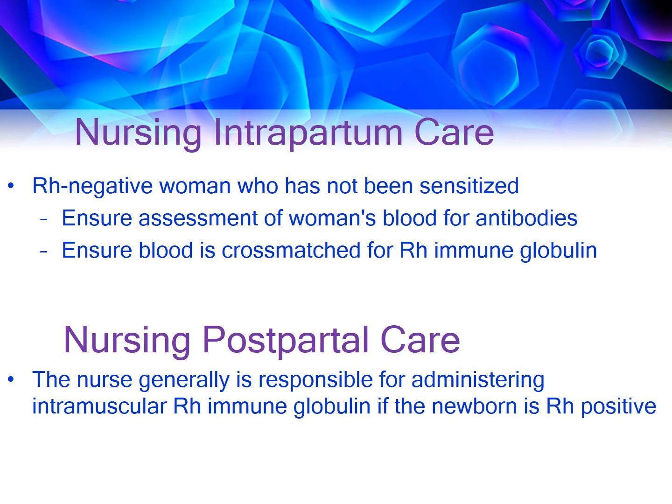Intrapartum care, Rh negative women who have not been sensitized. We're going to ensure assessment of the woman's blood for antibodies, so again, the indirect Coombs. And we're also going to make sure that the blood is cross-matched, looking for the immune globulin. Postpartum wise, your nurse is responsible for administering the Rh immune globulin if mom has a positive baby. If they're both negative, it doesn't matter. But if this baby is positive, we'll give it. And again, it could be IM, but if they still have their IV after delivery, we prefer to do that.